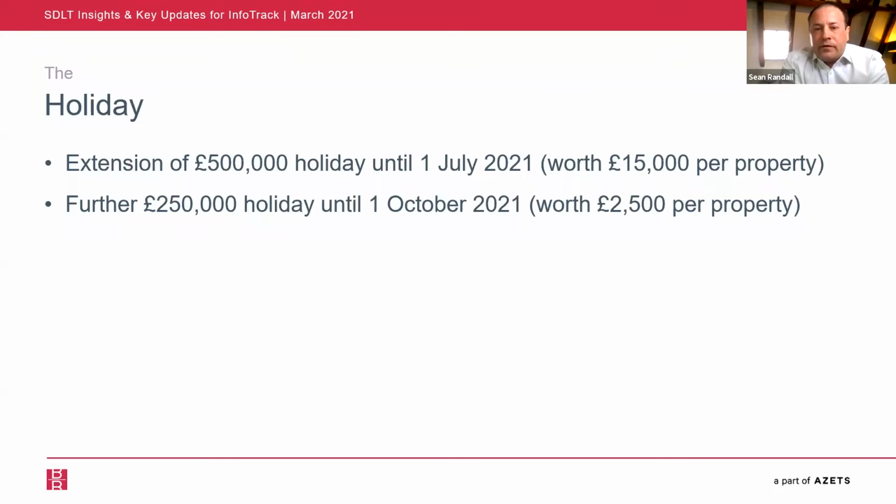But then what wasn't announced, at least trailed in the papers, but announced on budget day, of course, was a further holiday, perhaps a half holiday, which is that the first 250,000 will be taxed at 0%. And that will apply to transactions completing after 30th of June this year, but before 1st of October. So another 3 months at a reduced threshold, but still a doubling of the standard threshold, which is 125. And that's only worth 2,500 per property.